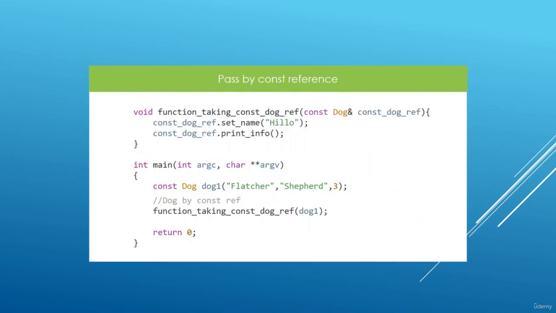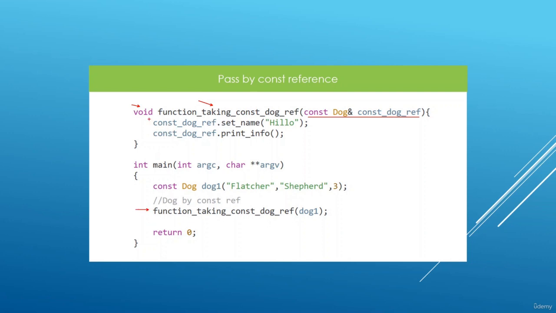If we pass by const reference, things are going to be improved a little bit. The function is going to be set up like this. It's going to be called function taking const dog ref. It's not going to return anything, but it's going to take the parameter by const reference here. We have a const. This is going to protect from modification from this reference here. So if we didn't have anything in the body of the function, the code here could compile.